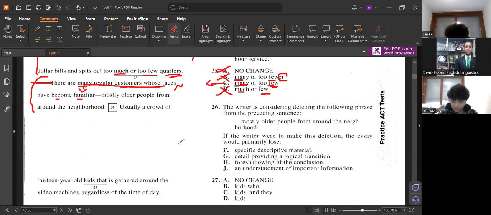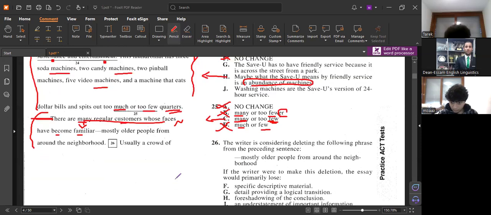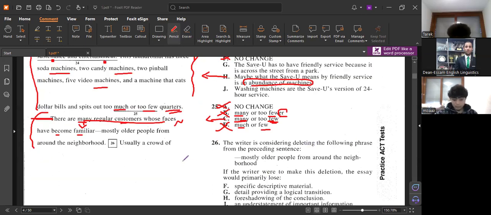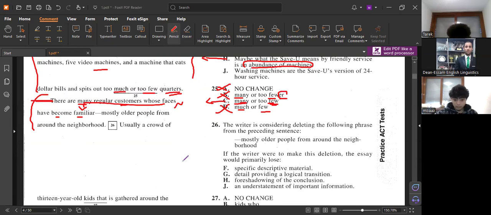26. Oh, it's me. For 26, I put J. Letter J? No. Let's try again. Wait. For 26, I put F. So it's letter F, correct? But we need to know why together.